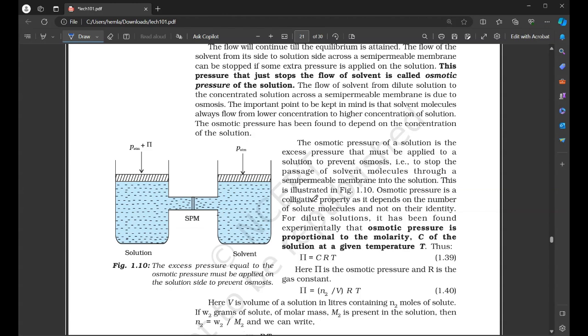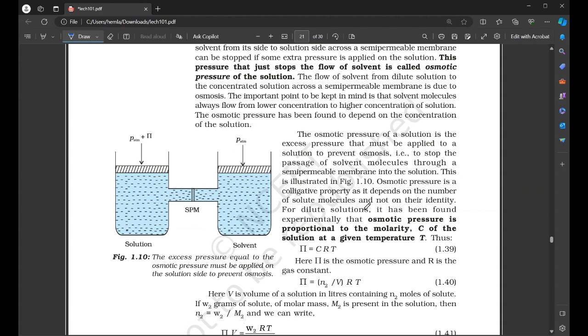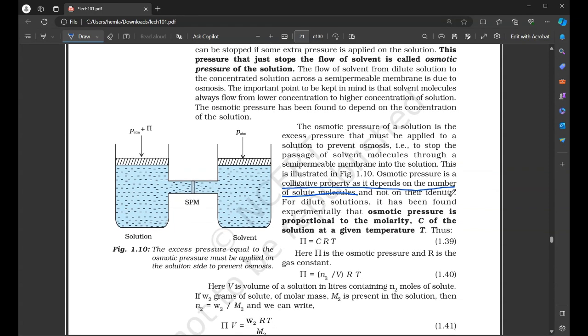Osmotic pressure is a colligative property as it depends on number of solute molecules and not on their identity. So this is what colligative properties are. It has been found experimentally that osmotic pressure is proportional to the molarity, C, of the solution at a given temperature. Molarity, C of the solution, concentration.